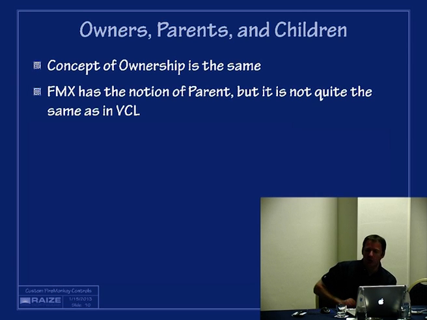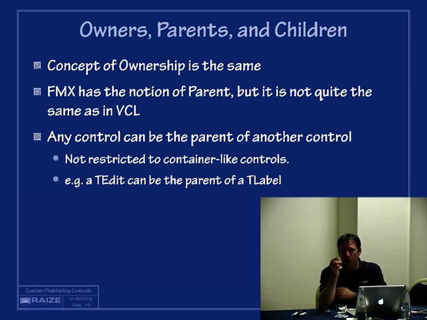All right. Owners, parents, and children. Concept of ownership is the same. There is a components list. If a control owns its children, then it's going to free them when it gets destroyed. All that's the same. It's all in there. FireMonkey has the notion of a parent, but it's not quite the same as the VCL. The parenting in the VCL was tied to Microsoft Windows and window handles and what the parenting relationship meant. Clipping and all of those rules were very strict because of the way Windows worked. It's not quite the same.